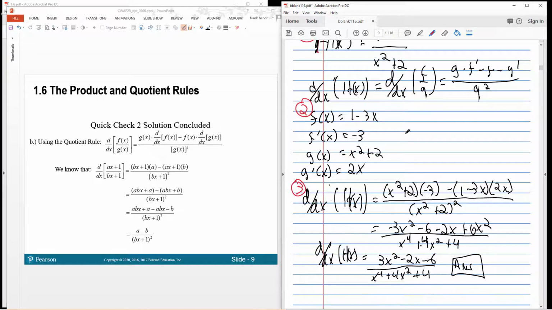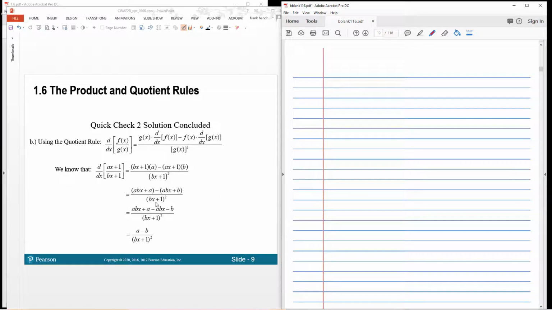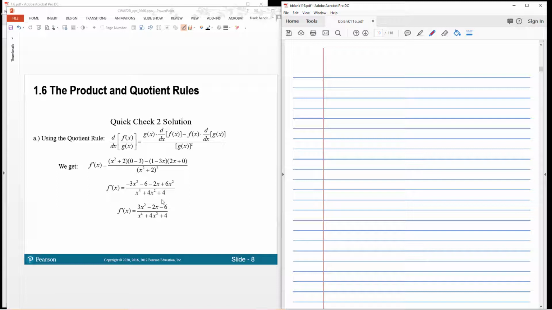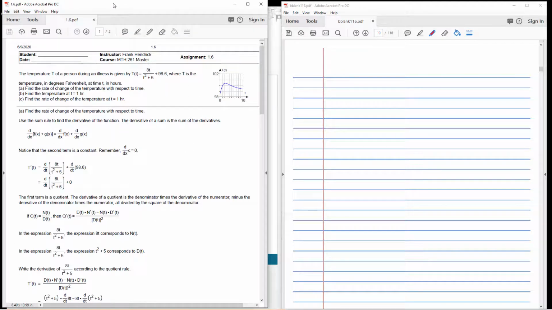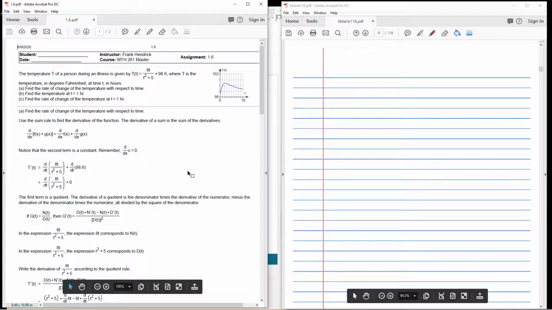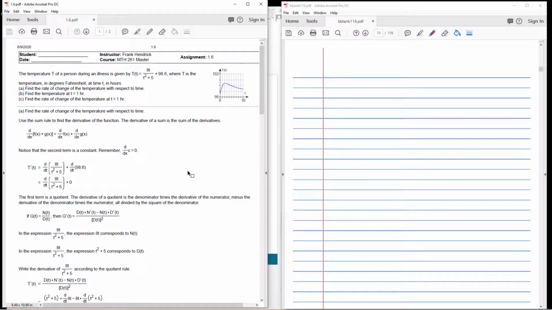Okay, let's take a look at another one before we go. In this particular problem, the temperature of a person due to an illness is given by the following function, where T is the temperature in degrees Fahrenheit and t represents hours. Find the rate of change with respect to time. So they want to find the derivative of the function. Then evaluate, find the temperature when t is 1, and find the rate of change at t equal to 1.